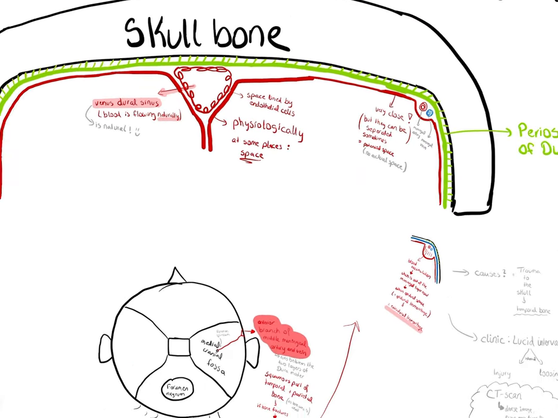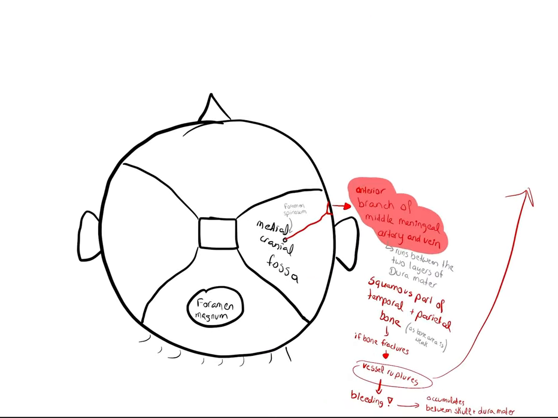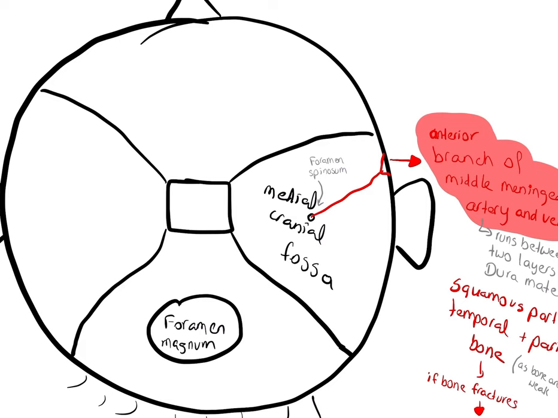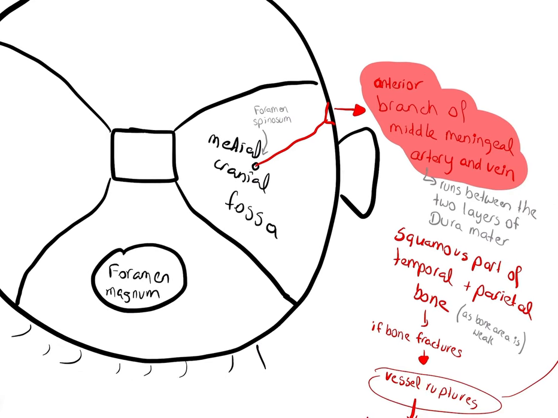So, what happens actually? We have here the skull from above. You have here the foramen magnum. And here at the middle cranial fossa, we have the foramen spinosum. Which artery goes out? It is the anterior branch of the middle meningeal artery and vein. To be very accurate, it runs between the two layers of dura mater.